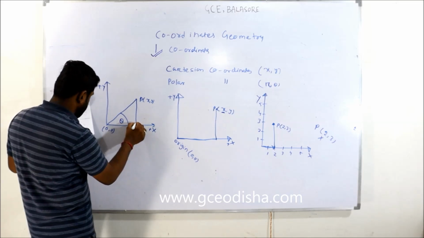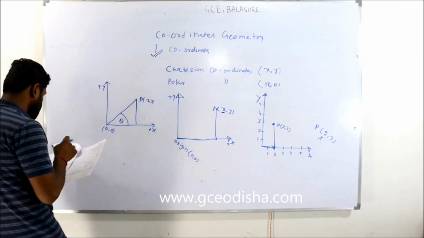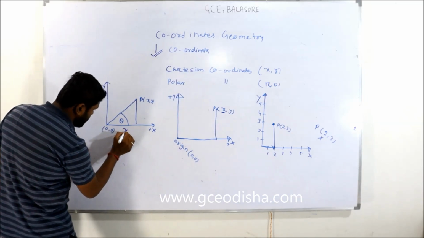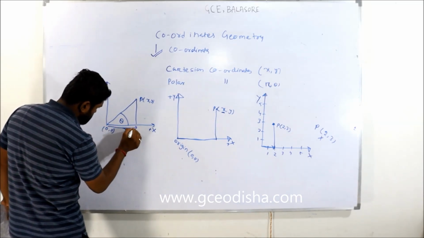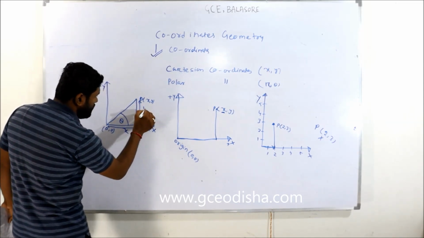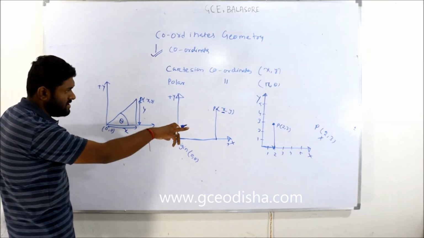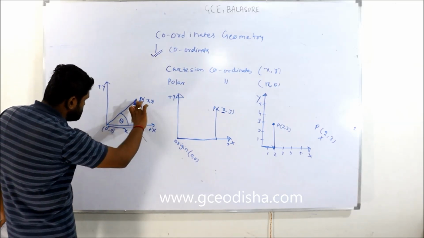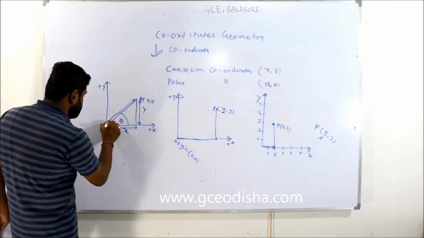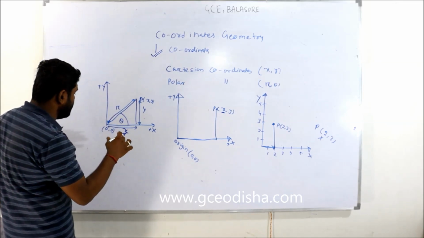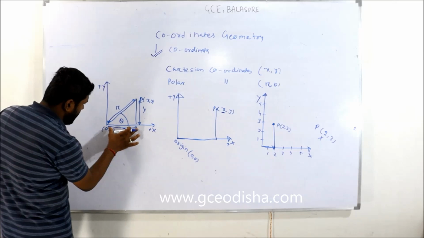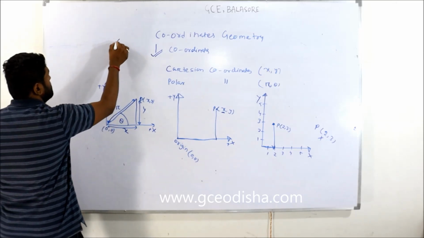Then draw a perpendicular. When we draw the perpendicular, the point x is this distance and the point y is this distance. From that diagram, this is x unit distance, this is y unit distance, and this is called the radius, r. Then if you write x, it comes like this.